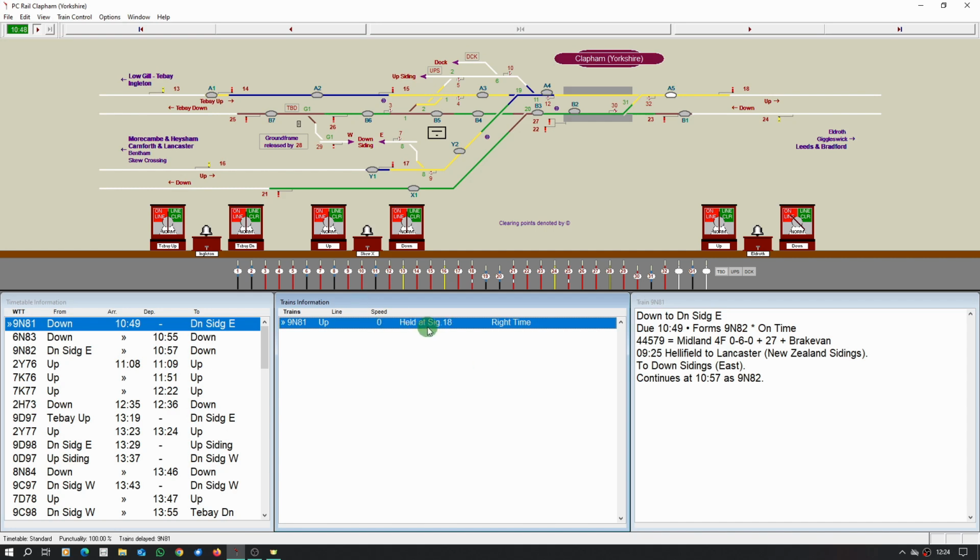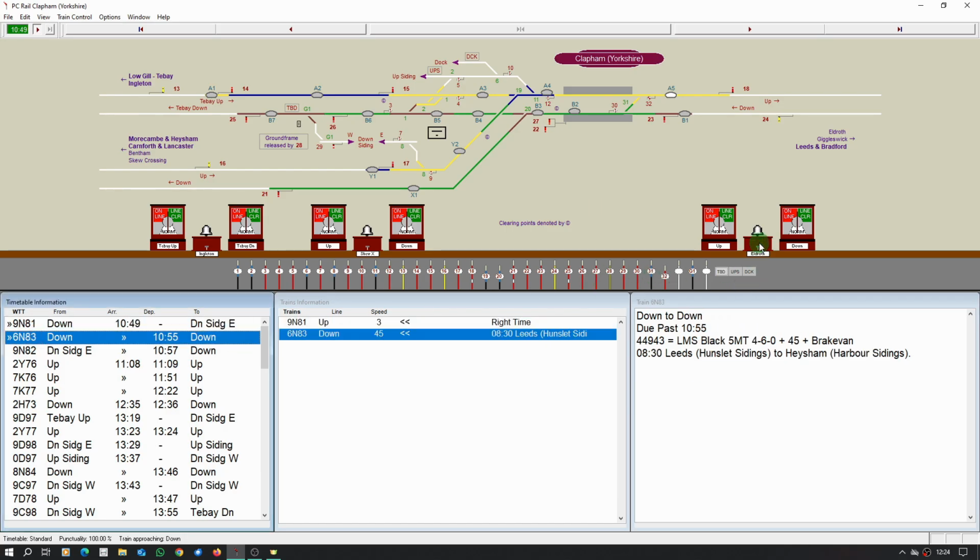Right, so he's held at 18, so we'll put 30 back. Clear the points and 32. Now we can send out to section. All the lines now clear on the down. Oh, we've got another one right behind him, so he's been waiting a little while, so I can accept that one now. He's going straight through on the down. Class 6, so he's not going to be rushing about too much.